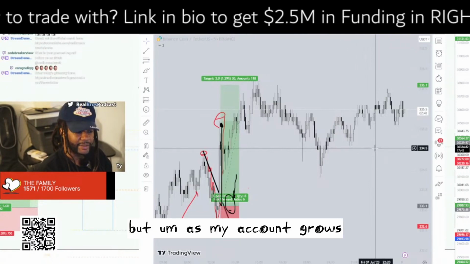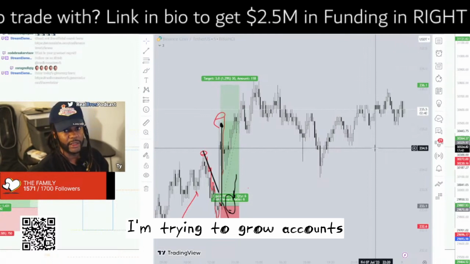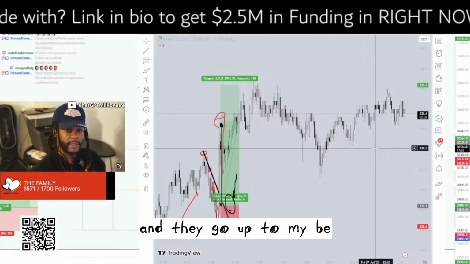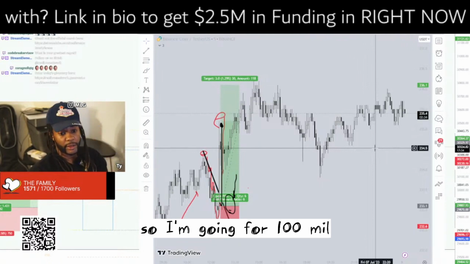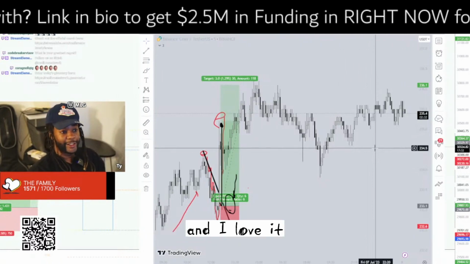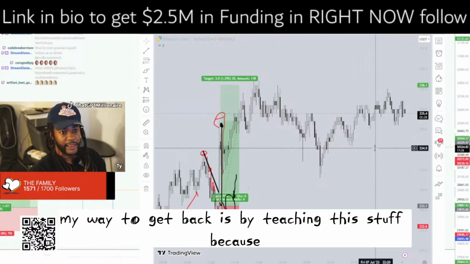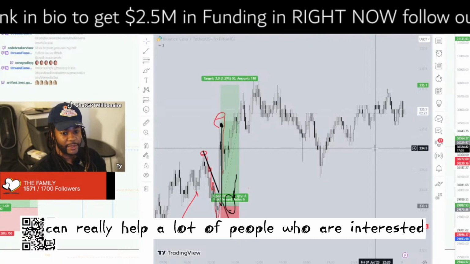But as my account grows, right now, my journey, I'm trying to grow my account to 100 million. I'm trying to get to my 100 million, and from there go up to my B. So I'm going for the 100 mil, and I really do love it, and my way to give back is by teaching this stuff because it can really help a lot of people who are interested.